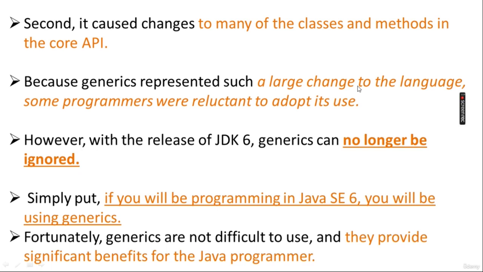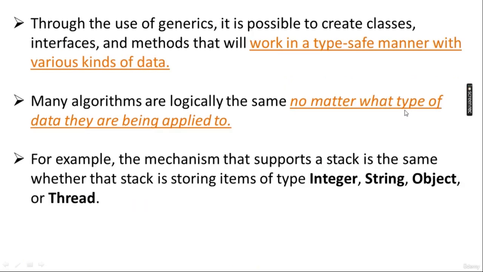Fortunately, generics are not difficult to use and they provide significant benefits for the Java programmer. Okay, so from Java 5 to Java 6, there were options for the programmer to avoid the usage of generics, but from Java 6, you can no longer try to avoid its usage or advantages. Through the use of generics, it is possible to create classes, interfaces, and methods that will work in a type-safe manner with various kinds of data.